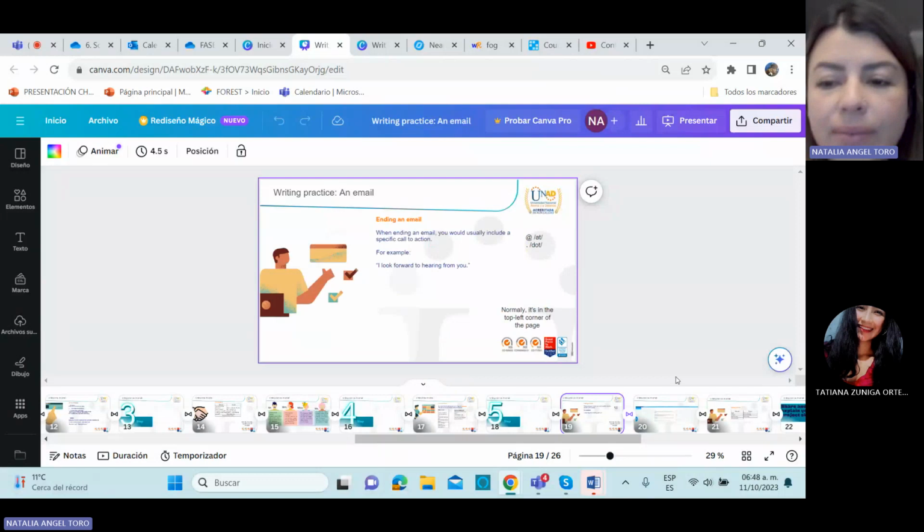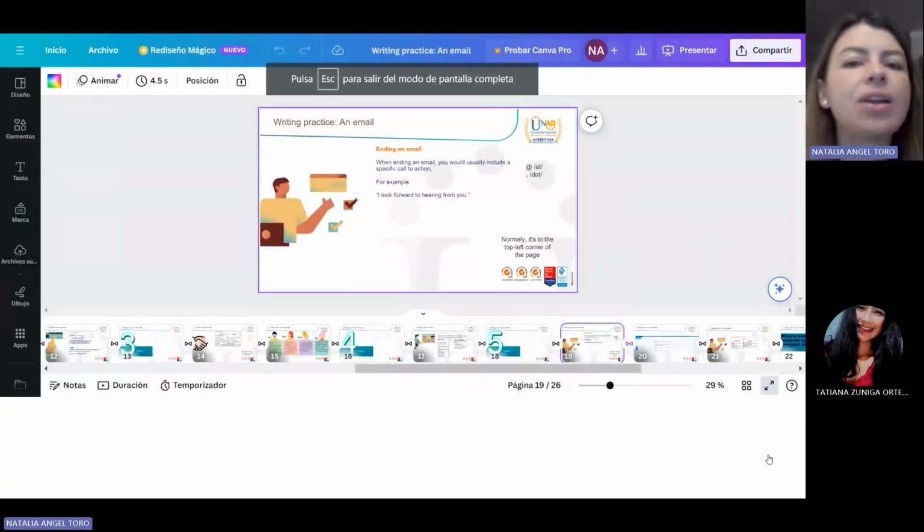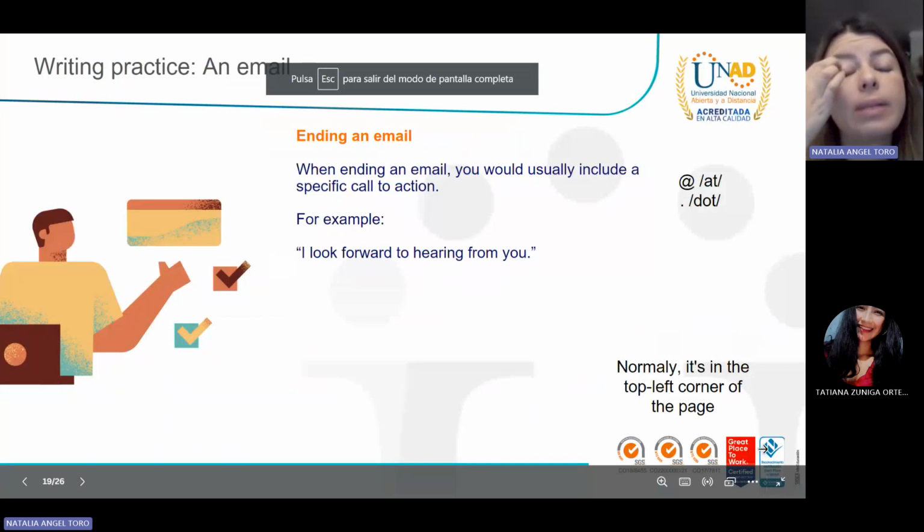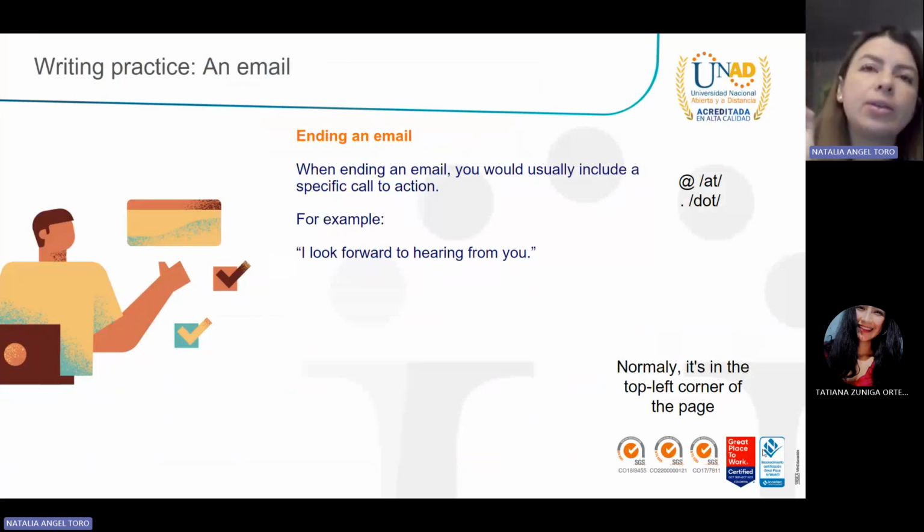So the last one, what happens at the end of the email? So normally you can close the email with a statement. Puedes cerrar como con una frase en particular, but it's usual to include a specific call to action, ¿sí? Es común incluir como un llamado de atención cortés, como por decir, como espero respuesta pronta, que diríamos en español, o quedo atento, o... So it's very common to use this expression.